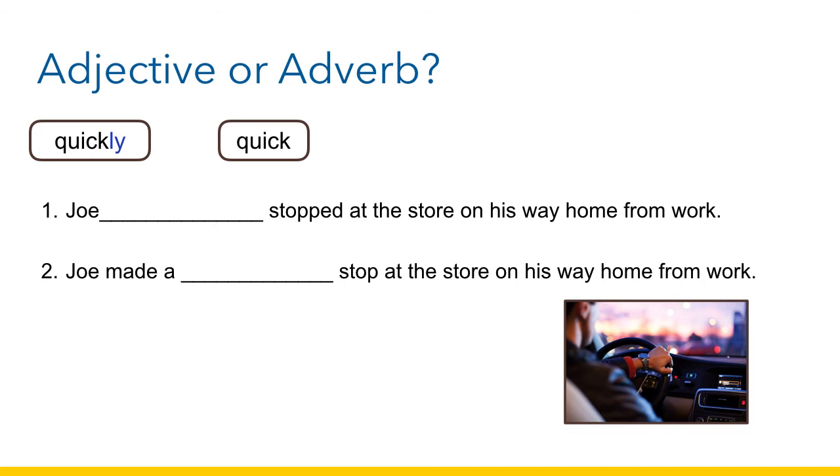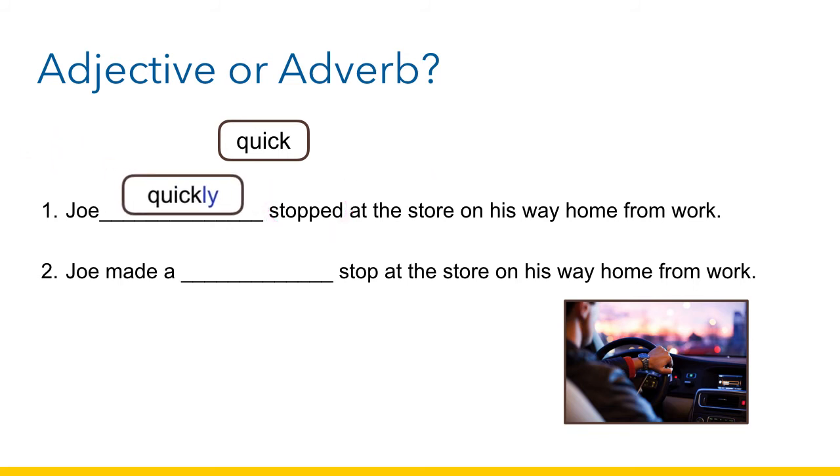Take a look at number 1. Joe stopped at the store on his way home from work. Stopped is a verb. That means that before this word, we need an adverb. You can tell that quickly is the adverb because it ends in ly. Joe quickly stopped at the store on his way home from work.